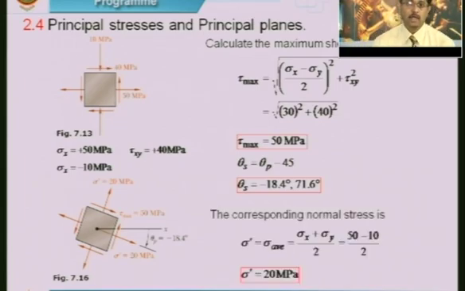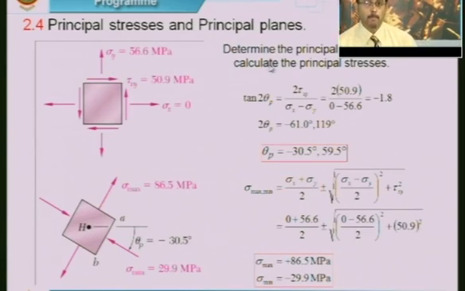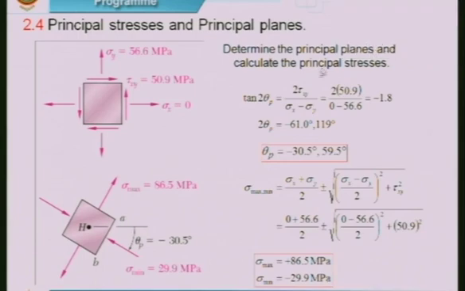Now let us go to the next problem. Here I have taken the stresses like this. The stress acting along x is equal to 0. The stress acting along y is positive, that is tensile stress, which is 56.6 megapascal, and the shearing stress that is acting is also positive, which is equal to 50.9 megapascal. What we are supposed to do is find out the principal planes and the principal stresses. So the principal plane equation is given by this.